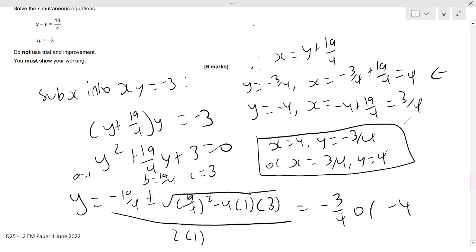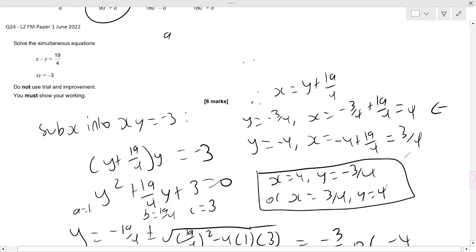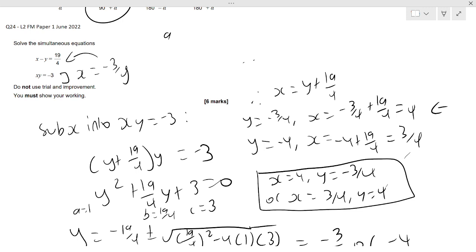Eliminate a variable, I don't know. Just substitute. I think substitute is clearly what you're meant to do here. And if you get a funky simultaneous equation like this, try and use substitution. Substitute one variable into the other in some way. Like I said, you could rearrange this one to say x is minus 3 over y, and then you substitute it back into here.